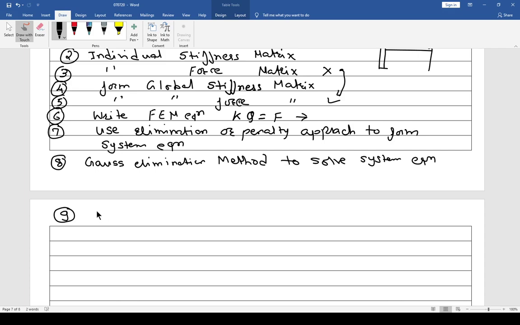What does it give? Find Q, that is the displacement. Then step 10, find strain, that is dq by dx. Then step 11, find stress sigma, that is modulus of elasticity times epsilon for the one dimensional case. So these are the 11 steps which you have to follow in a whole FEM problem to get the solution. Just let me know whether you understood this or not.